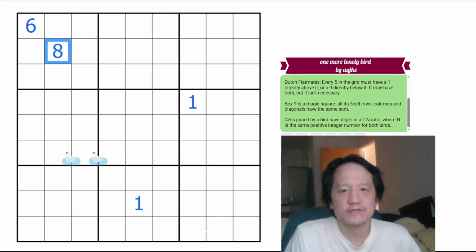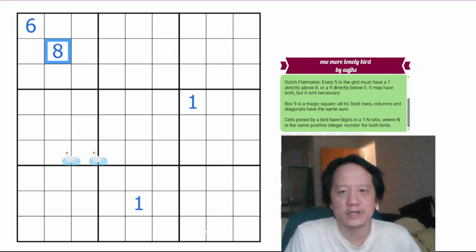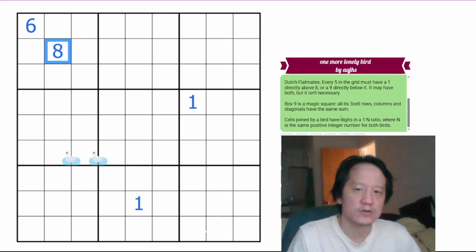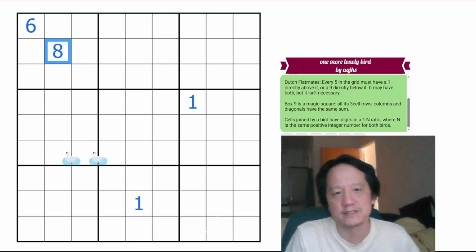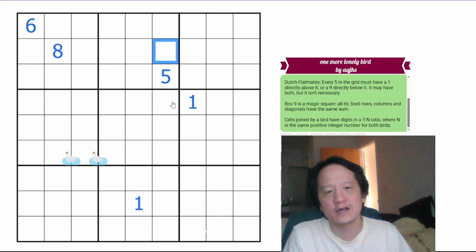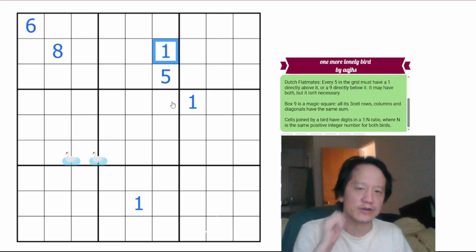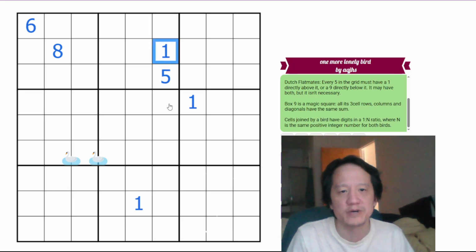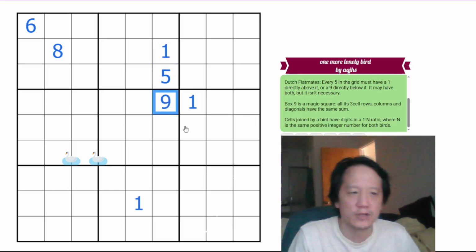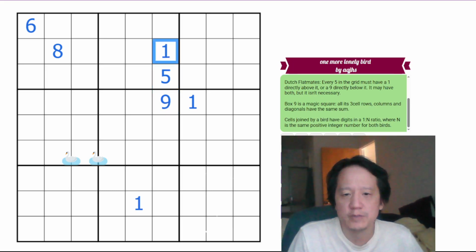We also have Dutch flatmates, where every 5 in the grid must have a 1 directly above it or a 9 directly below it. It may have both, but it isn't necessary. So anywhere you have a 5 in this grid, you must have at least a 1 above it or a 9 below it. And again, you can have both, but you don't need both. But you need one of them.